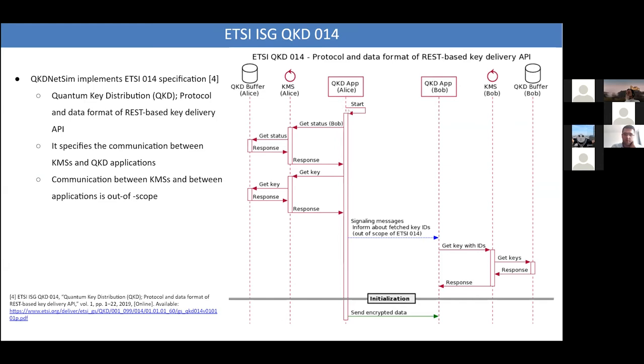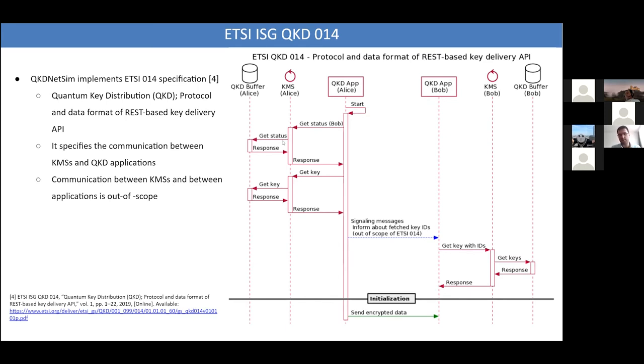So the QKD application starts. The ETSI 014 protocol implements three functions, basically three types of messages that you can use. One of them is get status, one of them is get key, and the third one is get key with IDs. Three messages, that's it. So first, the Alice application, or the IPsec or the encryptor, whatever, is going to ask the KMS, okay, how many keys are there in the buffers that are available for communication with Bob? Please tell me now. And the KMS is going to provide a response.